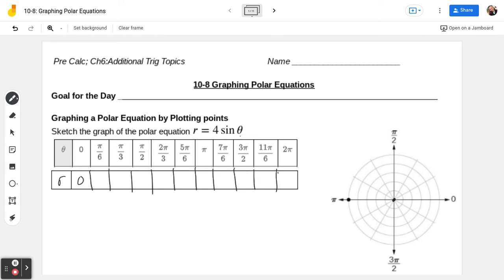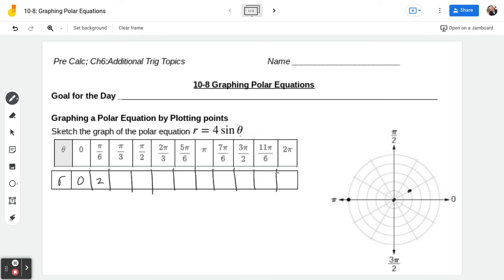Next thing we're going to do is pi over 6. That's going to be the same thing as me saying 4 times sine of pi over 6. If I remember what sine of pi over 6 is, it's a half. 4 times a half is 2. So that means I'm going to go to the right 2, and I'm going to go up pi over 6, like this. We're going to continue to do that. I'm actually going to continue to do this with you because it will get a little bit trickier.